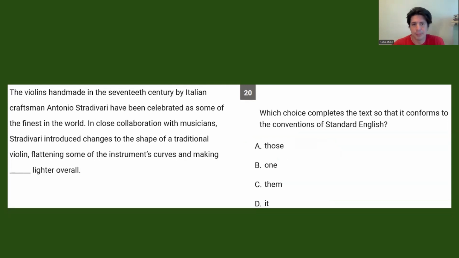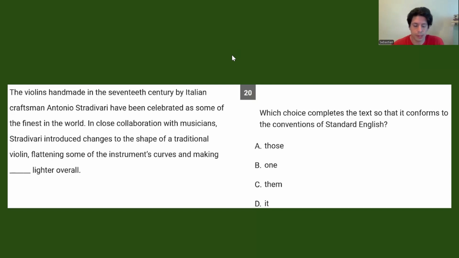The violins, handmade in the 17th century by Italian craftsman Antonio Stradivari, have been celebrated as some of the finest in the world. In close collaboration with musicians, Stradivari introduced changes to the shape of a traditional violin, flattening some of the instrument's curves and making lighter overall. Okay. So let's see here, right?